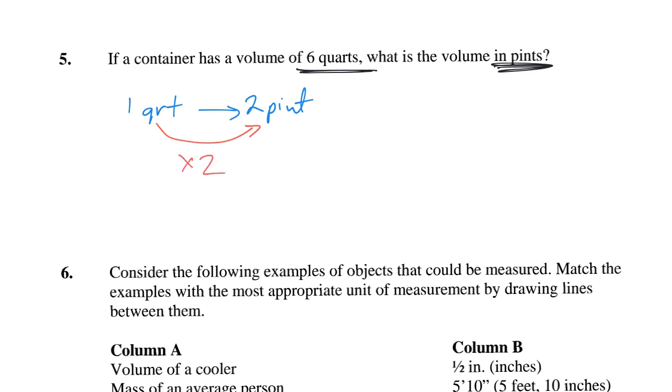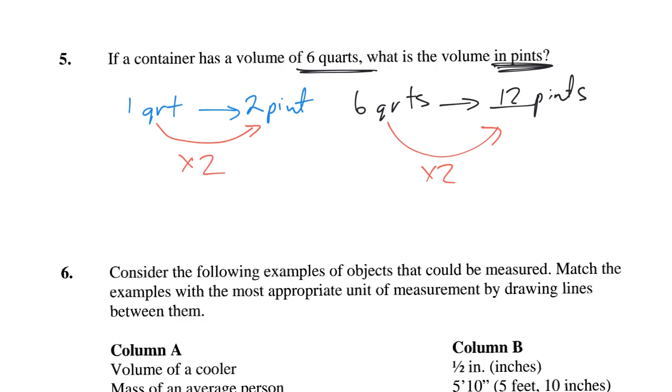Okay? Which means when I go from quarts to pints, we're multiplying by 2 to get pints. So that means we're going to have 6 quarts goes to how many pints? Well, we're just going to multiply by 2 to get a final answer of 12 pints.